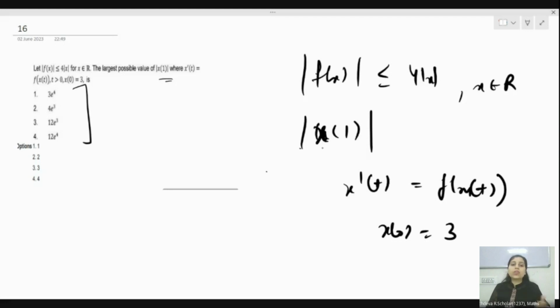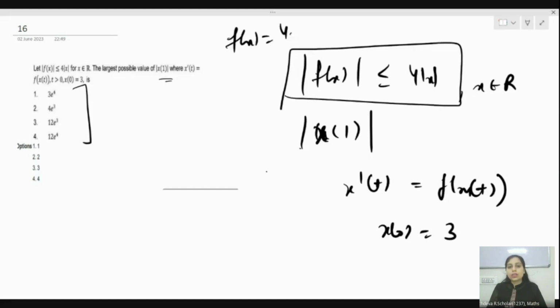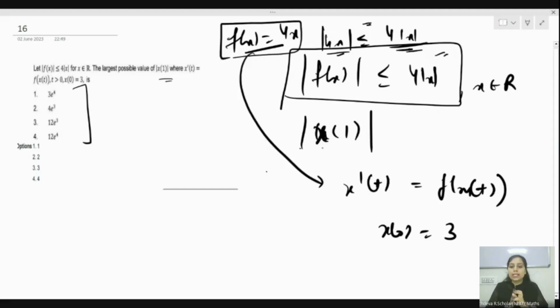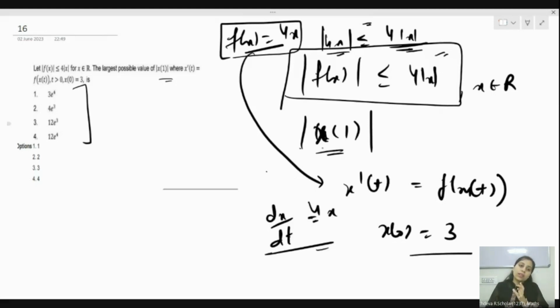So in this, we can assume a function which satisfies this. We take the function f(x) = 4x. As |4x| is always less than or equal to 4|x|, no issue; the modulus of the whole function is less than or equal to the modulus when we separate, and it is equal here. So this satisfies the problem. Taking f(x) as 4x, you can easily get the solution: dx/dt = 4x. Now separating the variables and substituting the initial condition, you can reach the answer very easily.